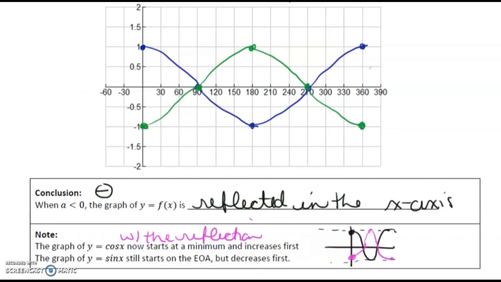Now I'll do this one in blue. When we look at sine, it starts on the equation of axis, which is in the middle, and then increases first. It goes up to a maximum first. When sine is reflected, it actually goes down to a minimum first. But it still starts at the equation of axis.